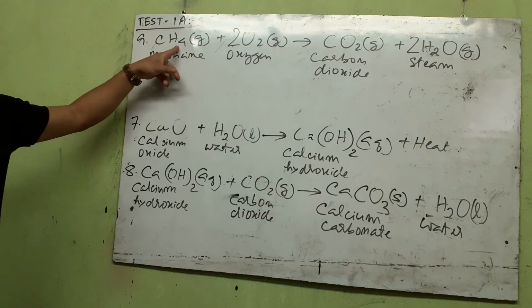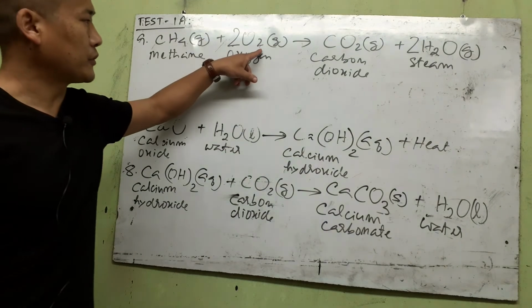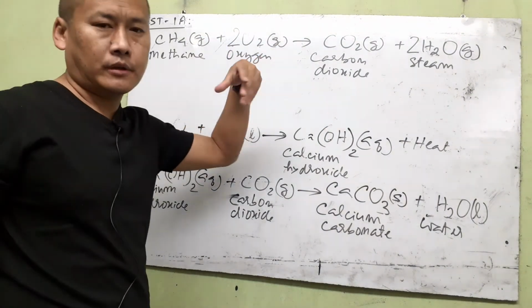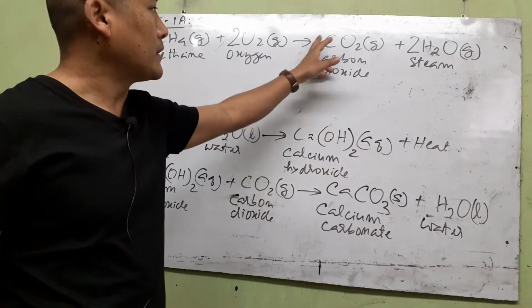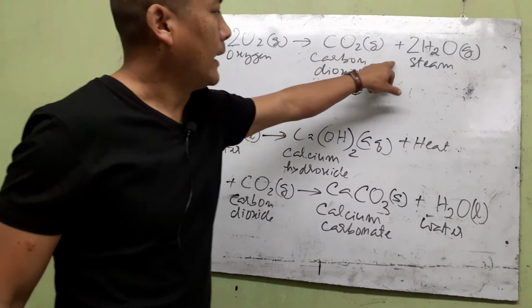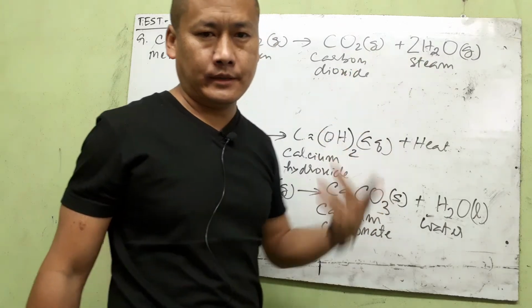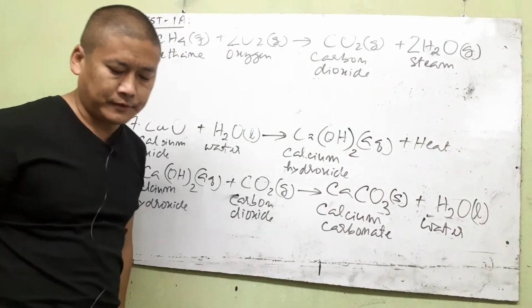1 molecule of methane burns in 2 molecules of oxygen, or reacts with 2 molecules of oxygen. You can also read it like that, to give us 1 molecule of carbon dioxide and 2 molecules of steam are released. Okay, so last one.